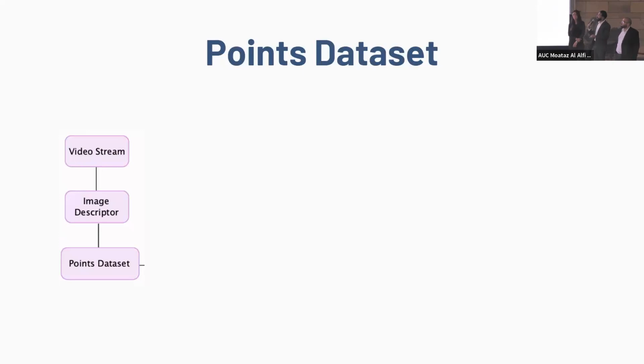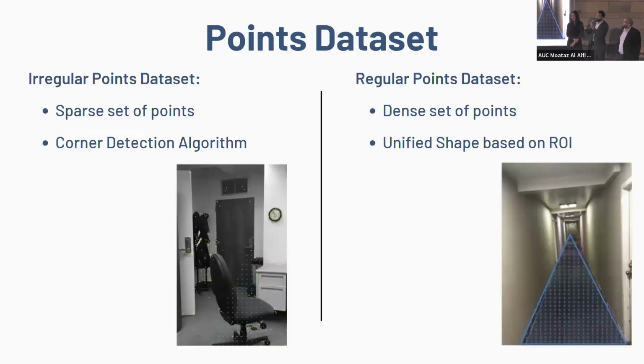These points are then split into two types of points. The first type of points is an irregular point dataset, and the second is a regular points dataset. So the irregular points dataset is done using the texture itself of the frame. It helps us recognize irregularities, and also it helps us find places and corners using a corner detection algorithm. The corners itself help us define an object.